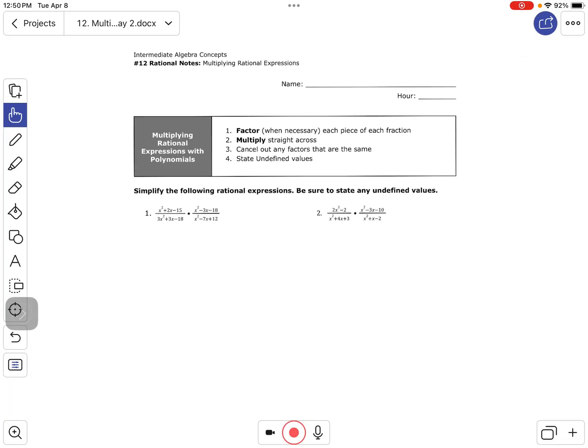Today we're going to be working on number 12, multiplying rational expressions. It's going to be very similar to what we did yesterday. These ones just have greatest common factors in them, so we're going to have to take the greatest common factor out if they have one. And then we're going to do the exact same thing we did yesterday.